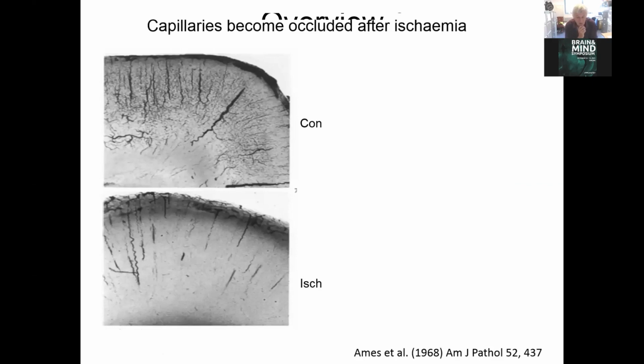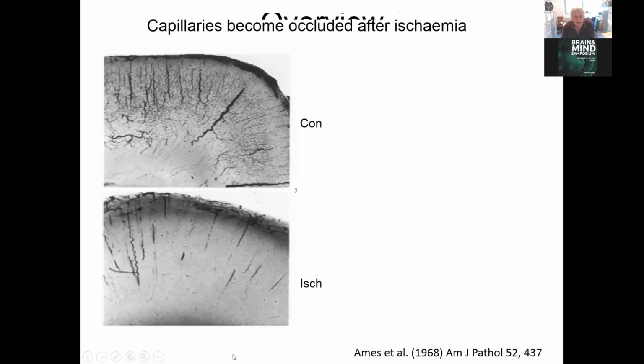Men have fewer strokes because they die earlier doing other silly things, riding their motorbikes too fast, that kind of thing, smoking. Now, a classic experiment on the causes of some neuronal damage in stroke was done by Ames back in the 1960s.